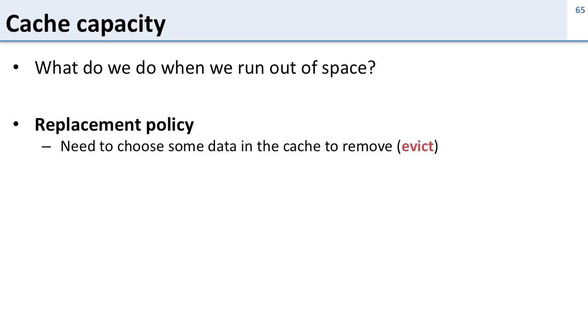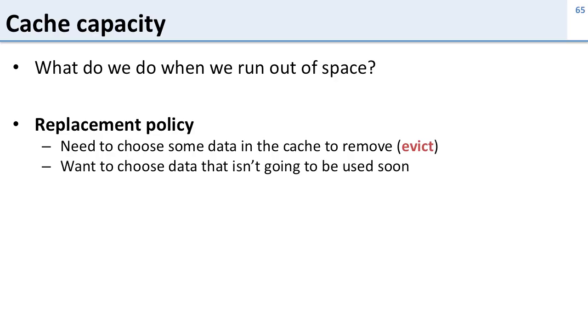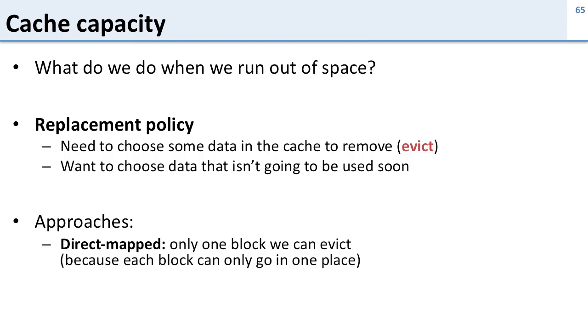So when we choose data to throw out of the cache, we evict the data. So we take the data and we move it out of the cache. We want to choose data that isn't going to be used soon. If we kick data out of the cache that we're about to use, it's going to hurt performance. So there's several approaches for this.